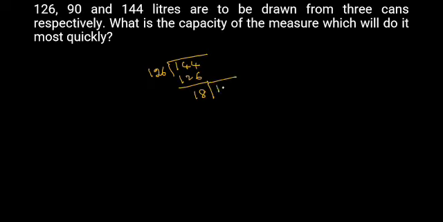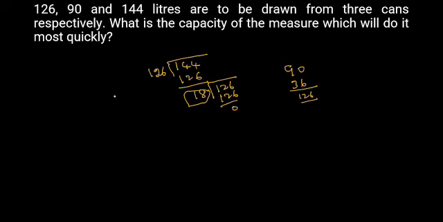Now when we go for 126, it goes up to 54, so 90 plus 36 is equal to 126. Now it is exactly divisible. So it goes 7 times. So the HCF is 18 in this case for the first two numbers.